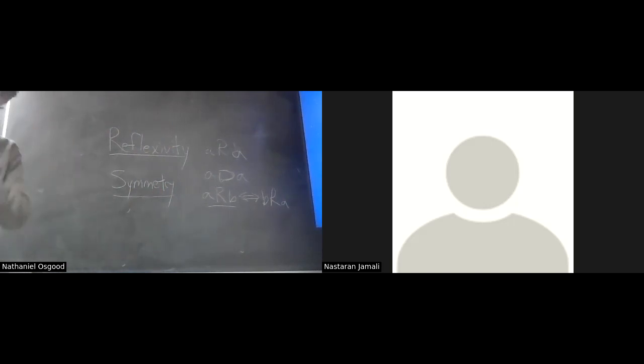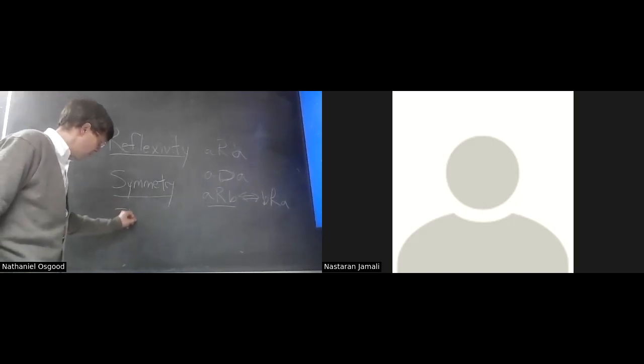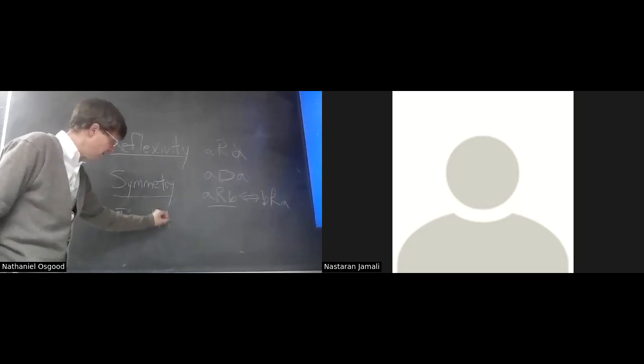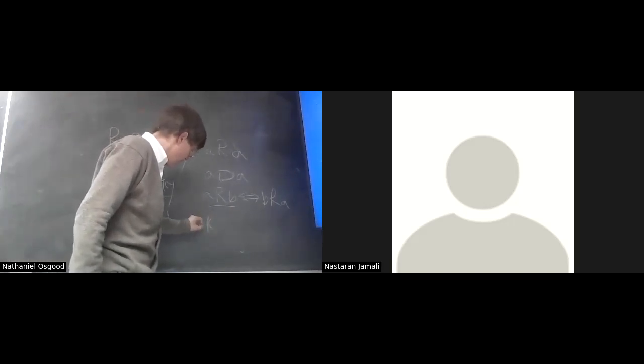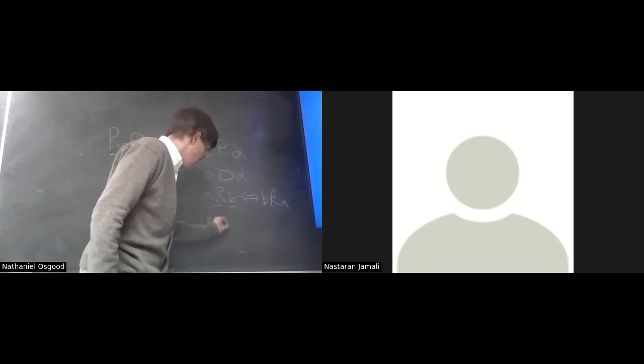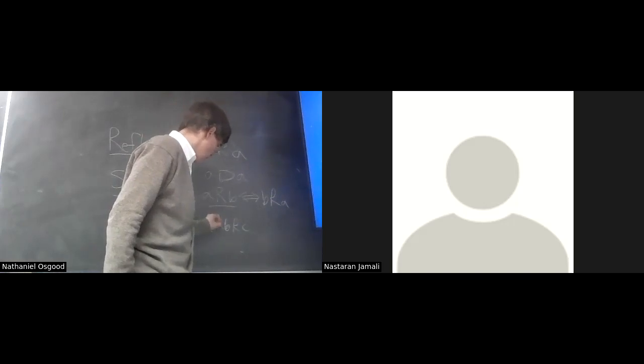And what's the final one? Transitivity. Yeah. Right. So if A R B and B R C, right? Then what? A R C. So then A R C.